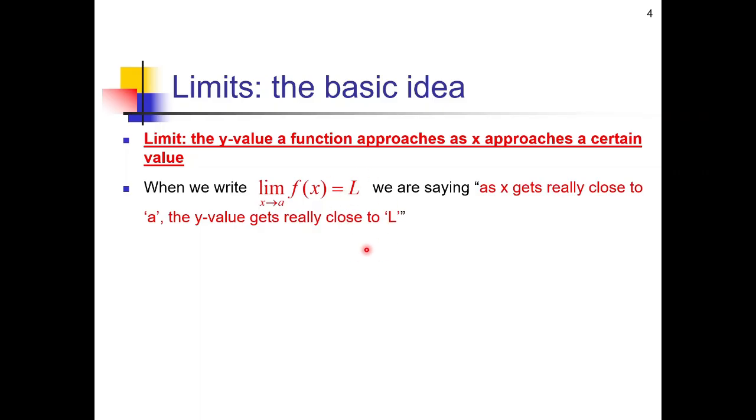Just to apply it to the warm-up problem, we could say the limit as x approaches 1 of x squared minus x over x minus 1, we could say that that equals 1. Again, because as we get closer and closer to the x value 1, the y value gets closer and closer to 1. Note that the y value never actually equals 1 because our function is undefined at x equals 1, but it gets pretty close there.